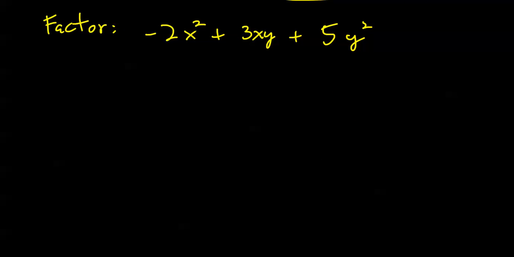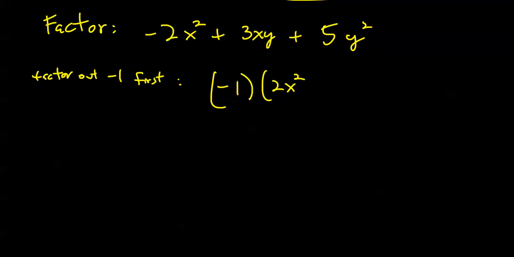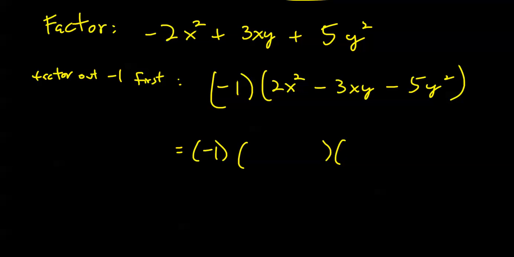Let's factor minus 2x squared plus 3xy plus 5y squared. Well, again, I'm going to factor out a negative 1 first, just to give me a positive lead coefficient. You've got to change the sign of all the remaining terms. Let's look at 2x squared minus 3xy minus 5y squared, of course, times negative 1. And I believe this remaining trinomial does break down.